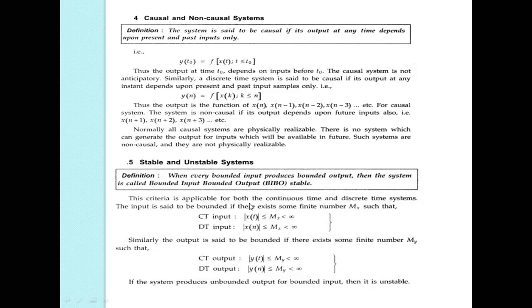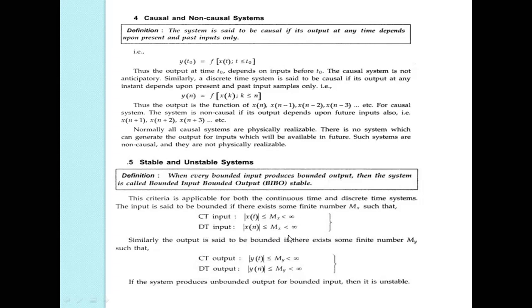This criterion is applicable for both continuous and discrete time systems. The input is said to be bounded if there exists some finite number, mx, m suffix x, such that for a continuous time system, the magnitude of x of t is less than or equal to mx, less than infinite. Less than infinite is nothing but a finite number only. Discrete time also, the magnitude of x of n is less than or equal to mx, less than infinite.